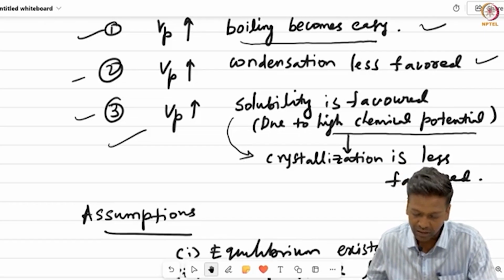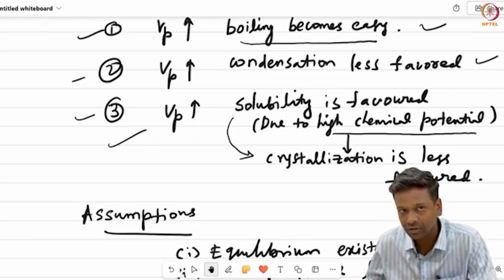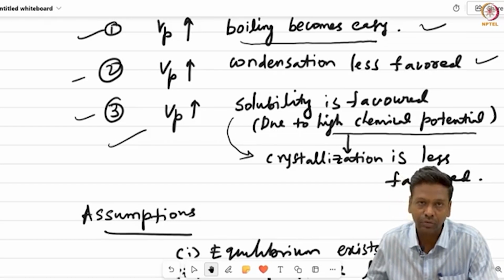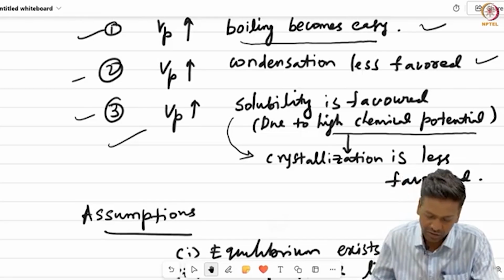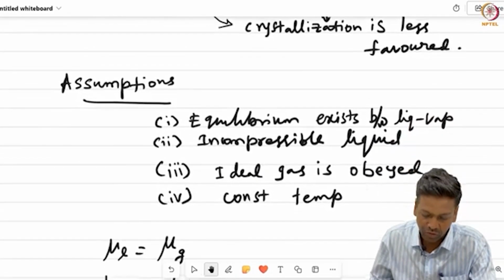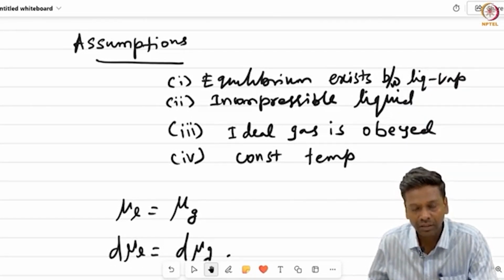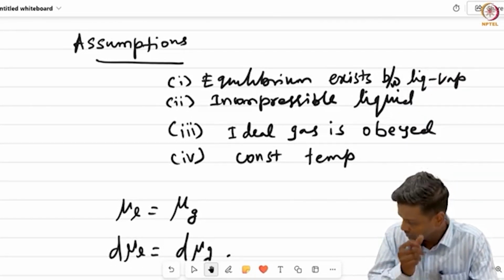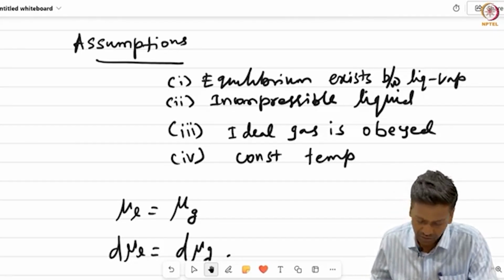So in the case of condensation and crystallization, increasing the vapor pressure is not going to help us, whereas there you need to tune it in such a way that the vapor pressure is not too high. Okay, so these are some of the consequences of the curvature effect. So by knowing this, we can tune the size or the radius of the bubble or droplet, so that we can tune the respective process, right?